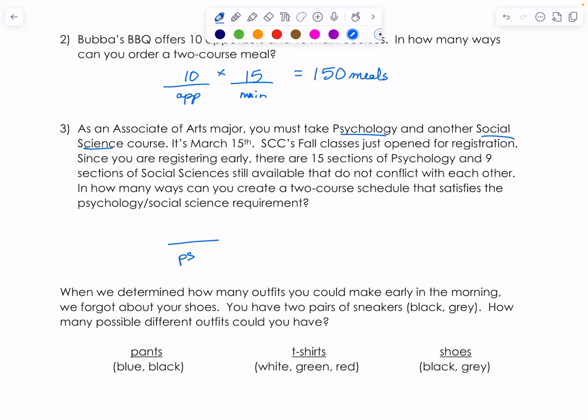So you've got your psychology, you've got 15 sections you could choose from, and your social sciences, you got 9 sections you could choose from. So when we just multiply those together, we get 135 different ways that you could make your schedule.